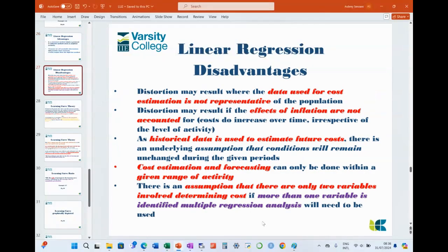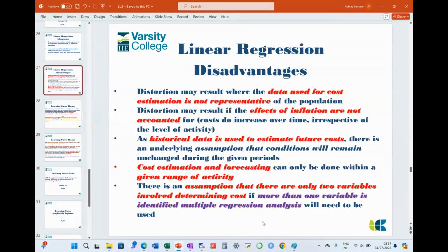Okay, then there are quite a few disadvantages. Data used for cost estimation is not representative of the population. All right. We take a sample of the data points. We don't usually use all data points. Does that make sense? Because that would be a lot for us to analyze.